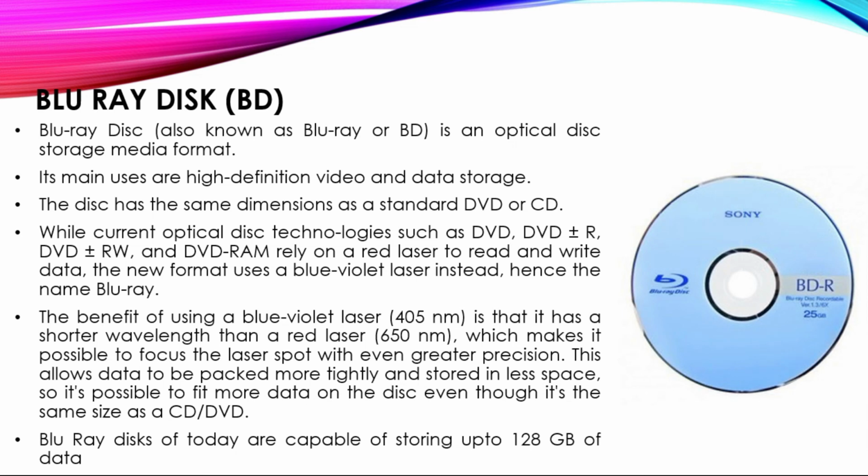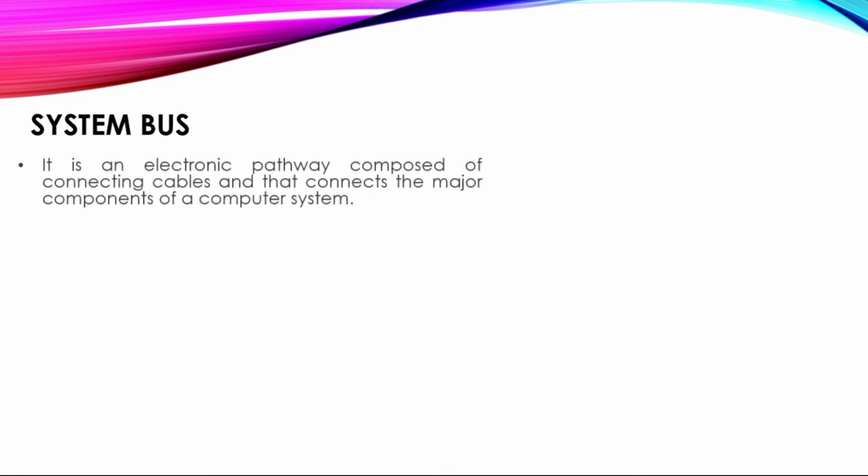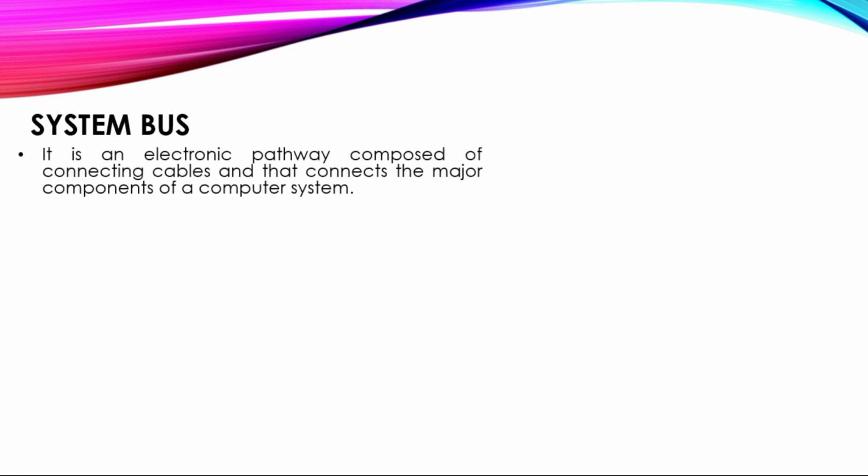Your Blu-ray disc looks somewhat like this, and here it is written BD-R, recordable. It means once you have recorded, you cannot edit it. Now next is your system bus. It is an electronic pathway composed of connecting cables that connects the major components of a computer system. System bus is nothing but a cable. This cable is used to connect all the components of your computer system.